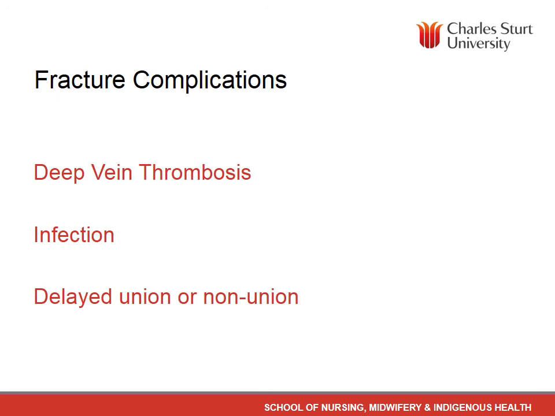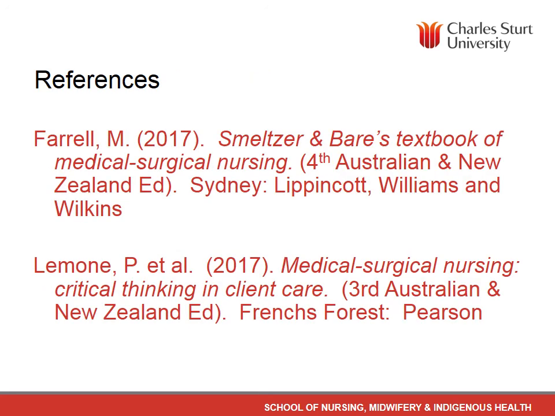So with the complications, please keep those three nasty ones in mind, so fat embolism, hypovolemia, and compartment syndrome, but we also have to be aware of infection in particular as well. So that covers the complications and the pathophysiology of fracture. We'll move on next to have a look at some of the surgical and other interventions that are used in the management of someone with musculoskeletal trauma.